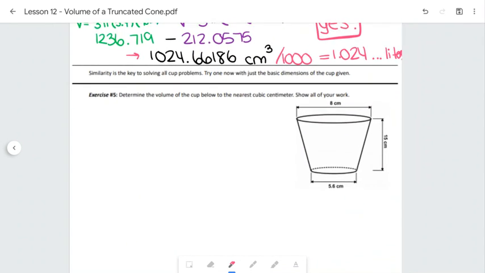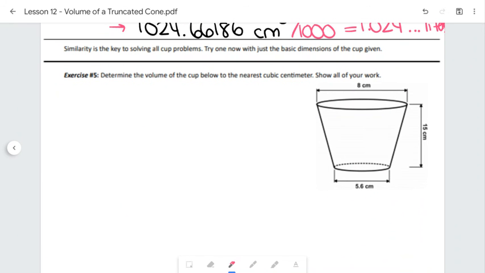So finally here, like we were talking about, similarity is the key to solving these cup problems. So if I give you these dimensions, why don't you pause the video at this moment just to see if you could do it on your own. Keep in mind the volume formula involves radii. Think about what you have in this picture and set up your picture. So go ahead and pause the video and then we'll double check our answers.